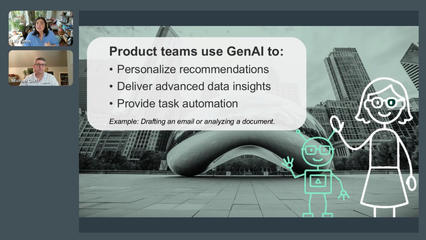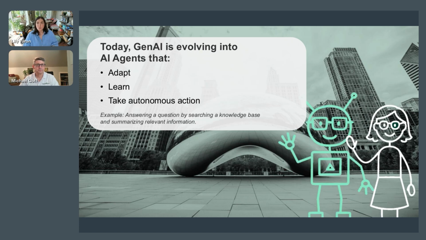What are we using generative AI for in our products? Well, today we're personalizing recommendations, we're delivering better data insights, we're providing some task automation, right? A good example here is drafting an email or analyzing a document for some insights. But when we start thinking about what's on the cutting or bleeding edge today, we're talking about tools that are better at adapting, better at learning, and better at being autonomous, taking autonomous action.